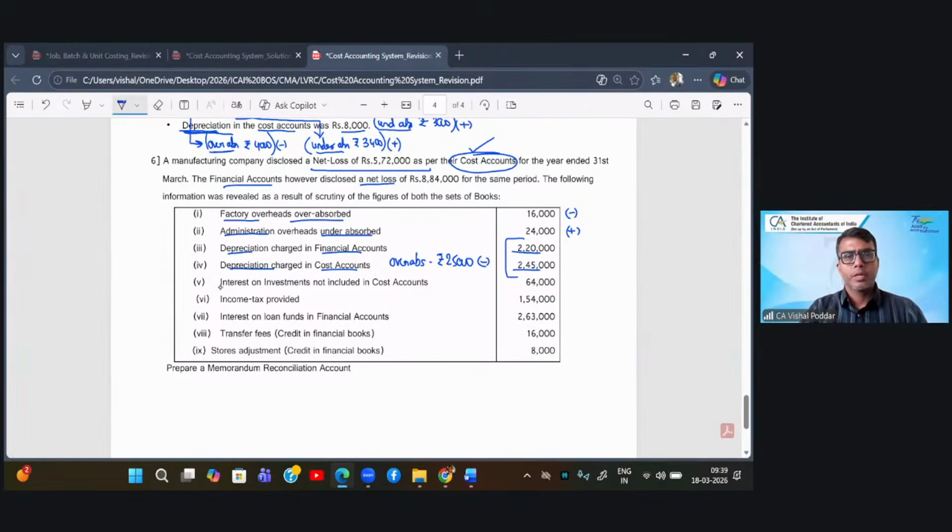Next. Now next is interest on investment. This is your income. Transfer fees, since it is credited in financial books, this is income. Store adjustment, since it is credit, this is income. So these three are incomes. Now these are all financial incomes appearing only in financial books. Now if you have incomes, what is the impact on loss? The loss will be reduced. So because of these three incomes, your financial loss is less. My starting point is costing loss. I have to come down. Subtract.